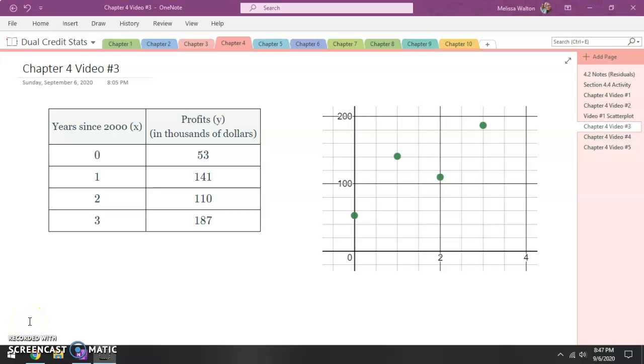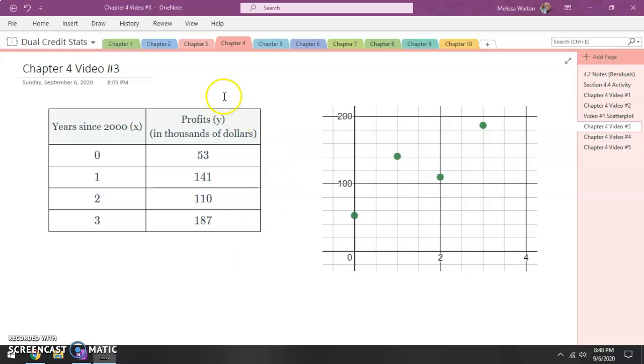Hello, this is chapter 4, video number 3. In the previous few videos, we talked about two variable statistics, scatter plots, and the correlation coefficient. And now we are going to be learning how to calculate the line of best fit, or sometimes called the least squares regression, or the linear regression. We've got several different words that we can use to describe it. But before we get into calculating, let's talk about what it is.